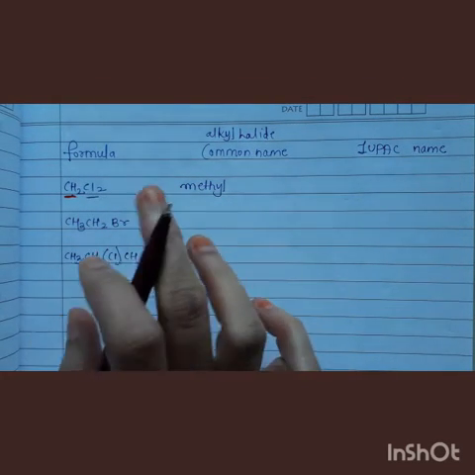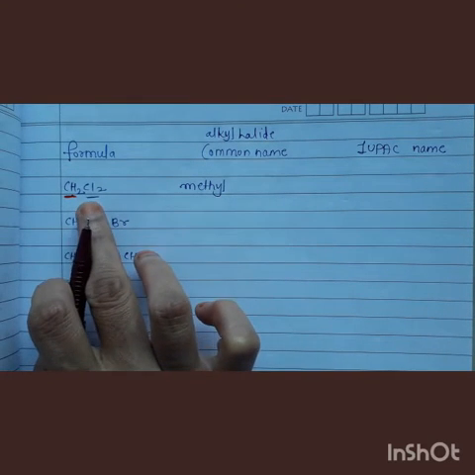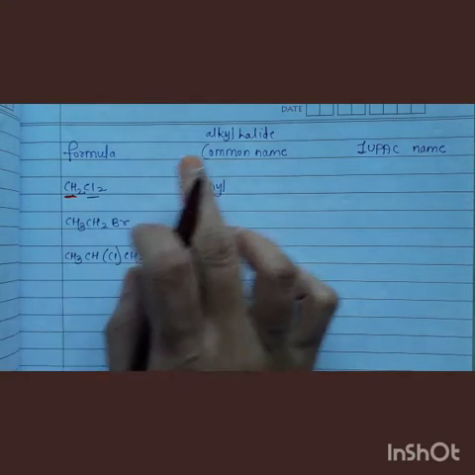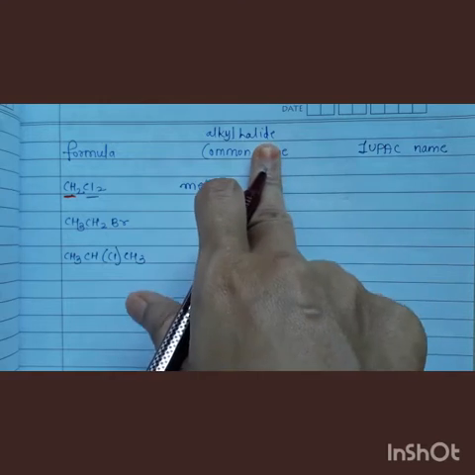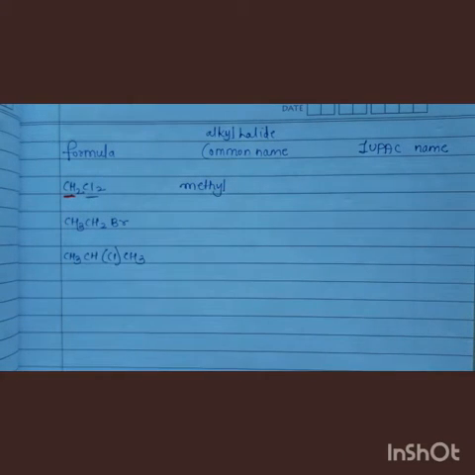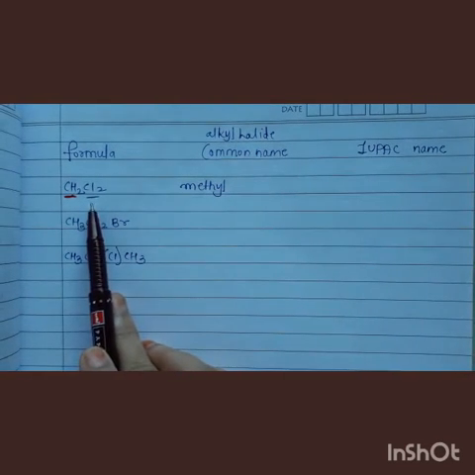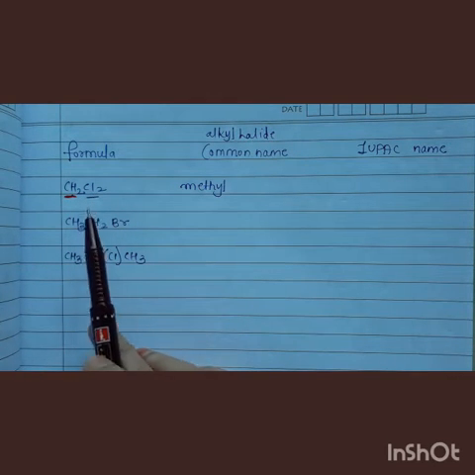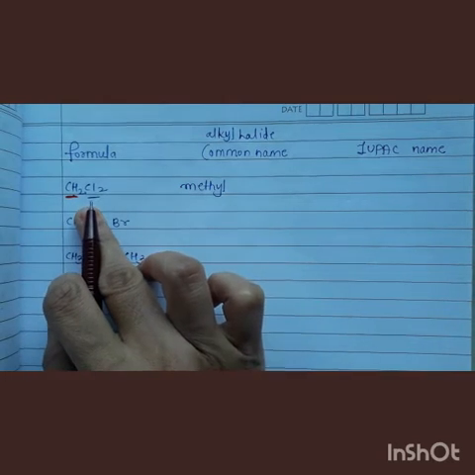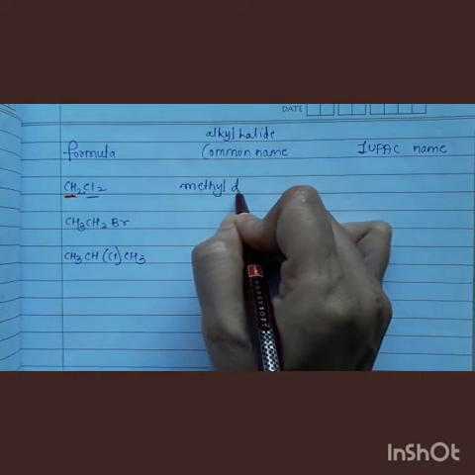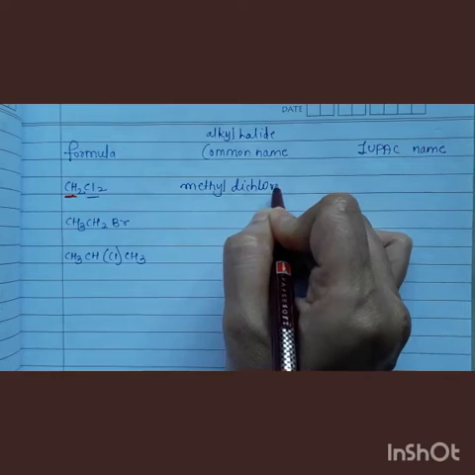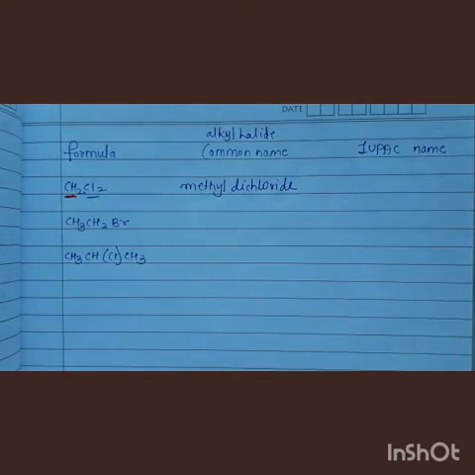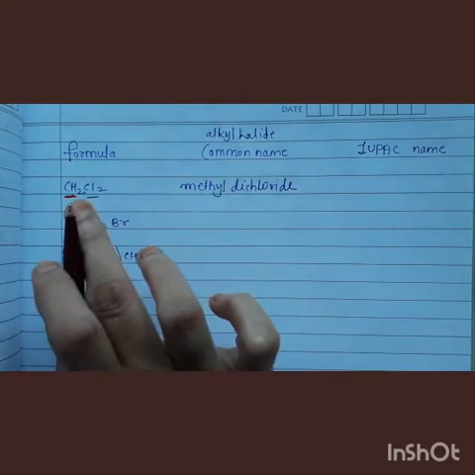Now see which halogen is present over here. Chlorine is present, so chlorine will become chloride, halogen becomes halide. But here two chlorine atoms are there, so it will become dihalide. So when chlorine is present twice, it is dichloride. So the name of this halogen derivative is methyl dichloride. Understand? Now we have to write the IUPAC name of this compound.